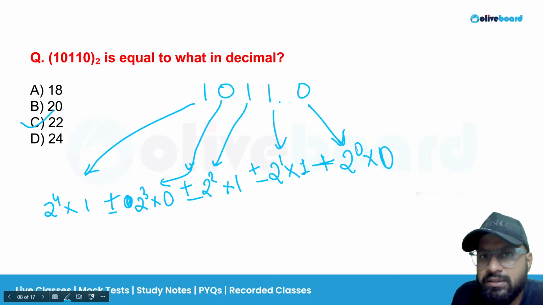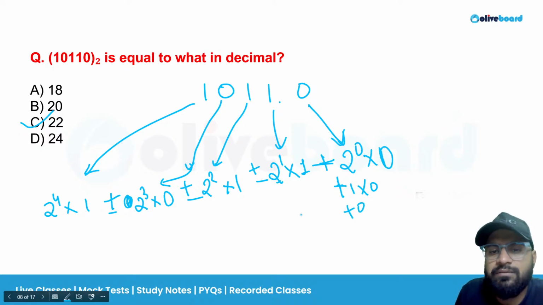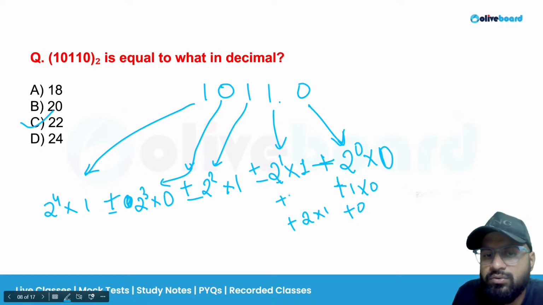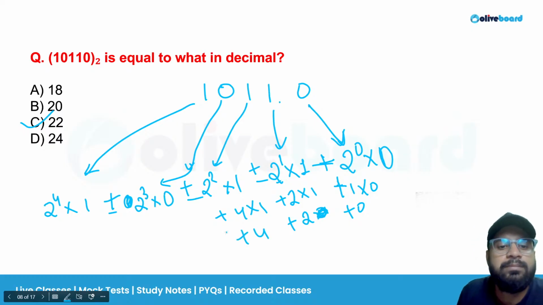If you do this, 1 into 0 will become 0. Then this one, 2 into 1, it will be 2 here. Again, we have 2 raised to 2, so it will become 4, and 4 into 1 is 4. So 2 plus 4 will be 6 here.